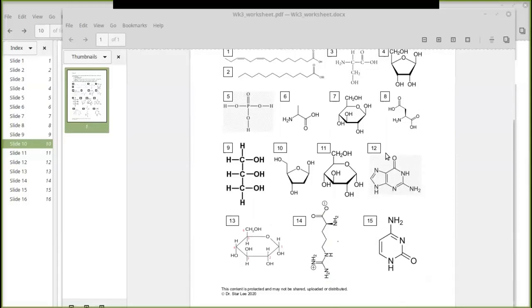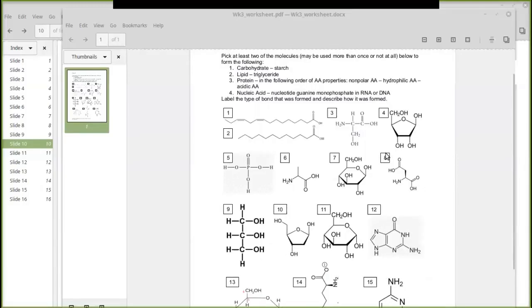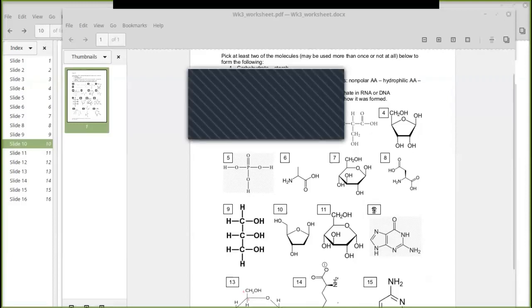Peptide bond. Okay, good. Okay, next one, nucleic acid. Let's have a question for that. Fourteen would be a basic amino acid, I think. I think it's basic. You can check up, but I think it's basic.